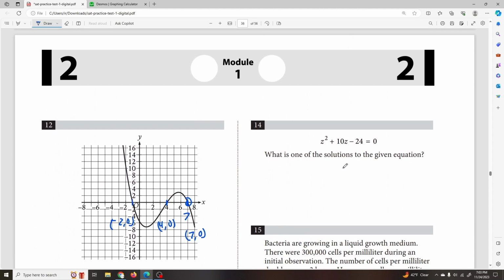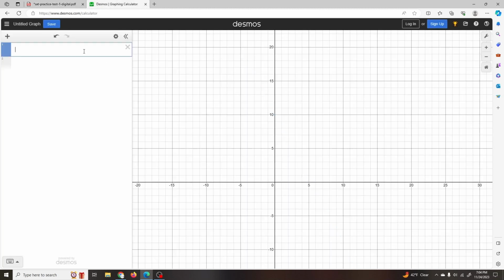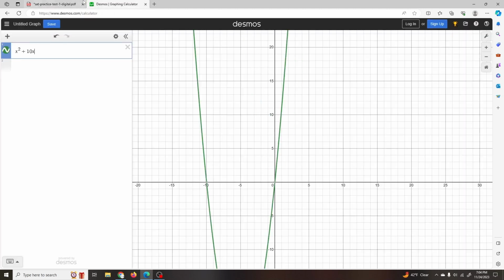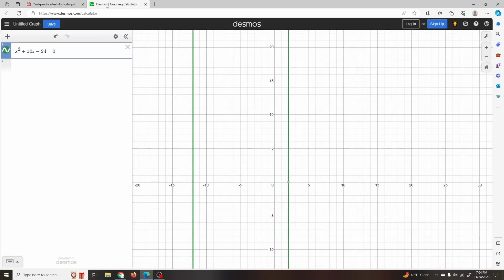Moving on to number 14, it says, what is one of the solutions to the given equation? When we're talking about solutions, it's a value of x, or rather a value of z, that makes this true. So what value of z would make this equation equal to 0? We can simply do that in our Desmos graphing calculator. Plug it in here. Instead of z, we can just use x. So x squared plus 10x minus 24 is equal to 0.